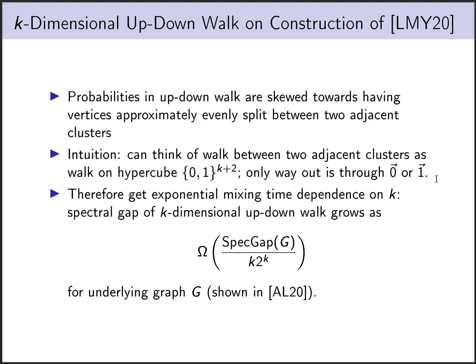Now on average, it's going to take an exponential amount of time for a random walk on this hypercube to reach just one of these only 2 vectors. And this means that we'll get an exponential mixing time, at least intuitively, with respect to k, for the kth order up-down walk on the LMY construction. And indeed, this exactly plays out, and the best known bound for the up-down walk spectral gap has an exponential dependence on k for the LMY construction.